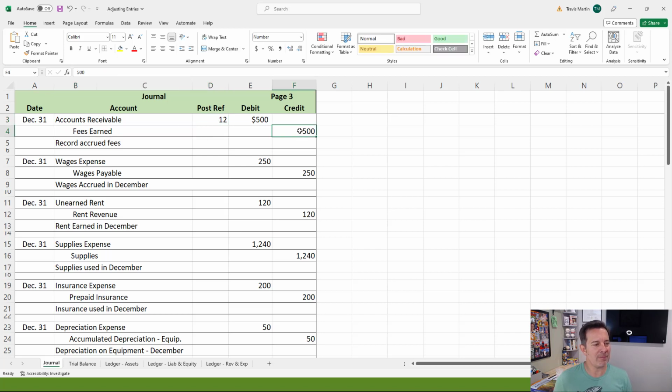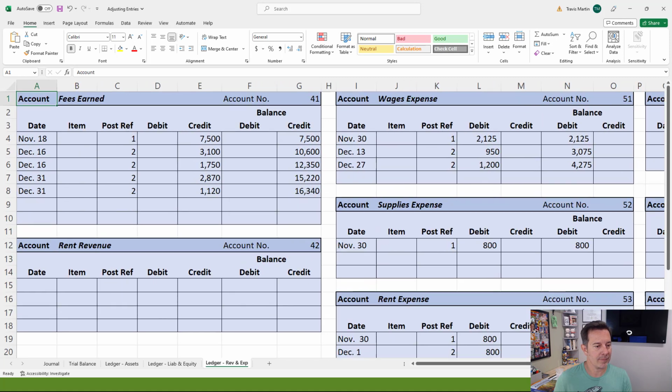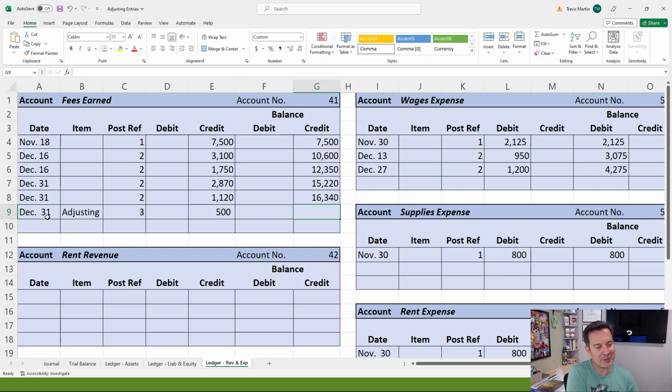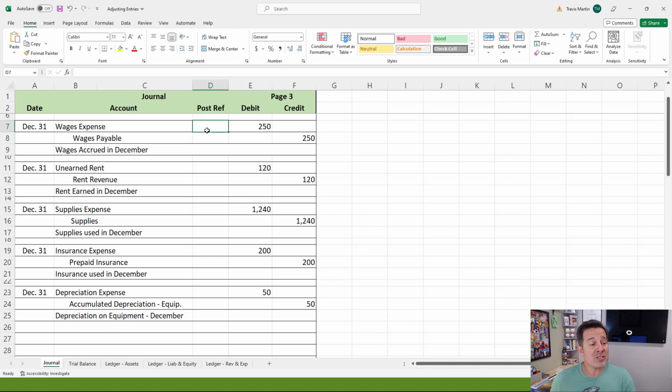Fees earned. We have a $500 credit. December 31. Adjusting. Page number three, $500 credit. Oops, too many zeros. Add that in. There we go. So adjusting entry number one is posted, recording the accrued fees, adding in some revenue that we hadn't recorded yet.